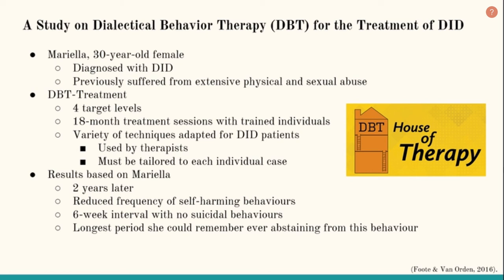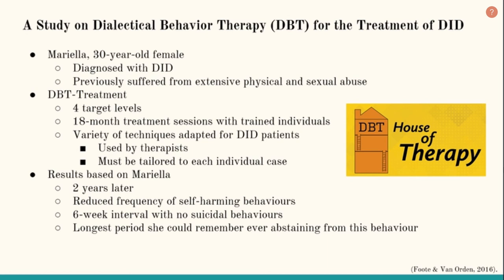The treatment team used 4 target levels to guide their treatment. 1. To target multiple nearly lethal suicide attempts and suicidal ideations. 2. To target non-compliance with treatment. 3. To reduce behavior that negatively affects her quality of life, such as substance abuse, depression, etc. And finally, 4. To improve mindfulness, distress tolerance, interpersonal behaviors, and emotional regulation.